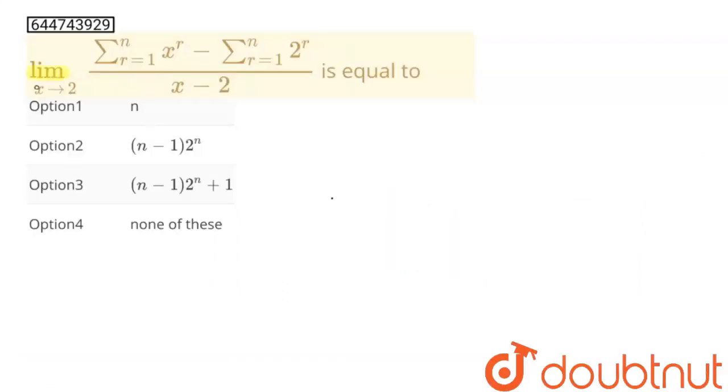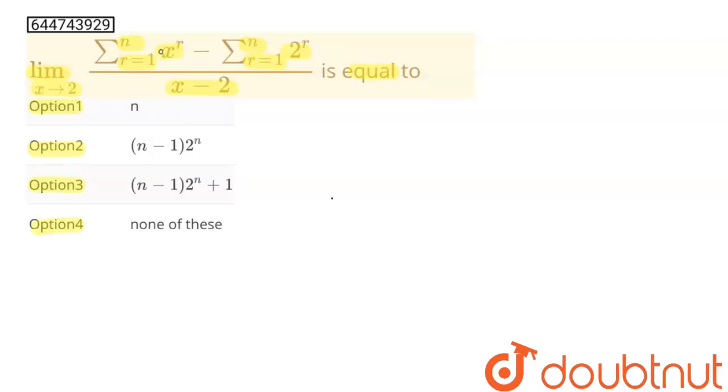Hello students. Question is: limit x tends to 2, summation from r equals 1 to n of x to the power r minus summation from r equals 1 to n of 2 to the power r, upon x minus 2, is equal to, and these are our four options. We have to say which of the following options is correct. Okay, so let's find this.